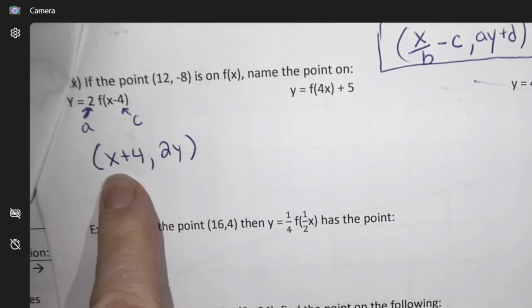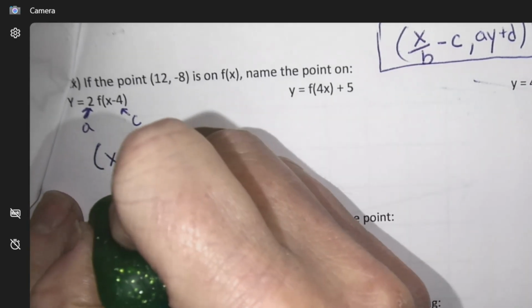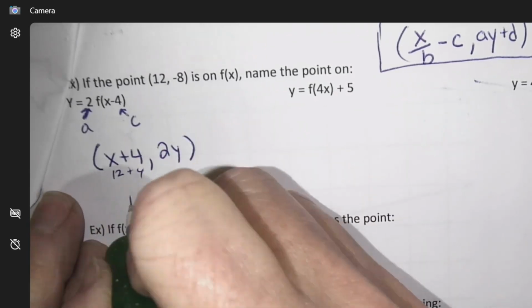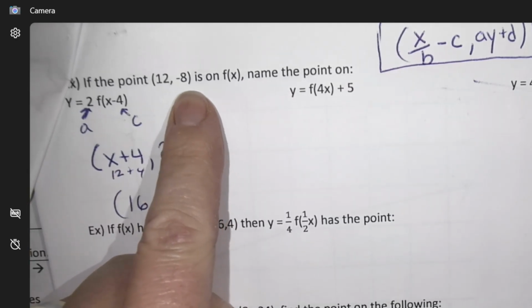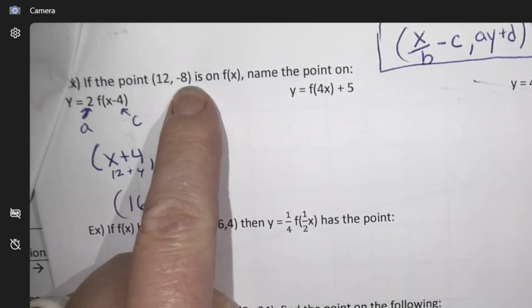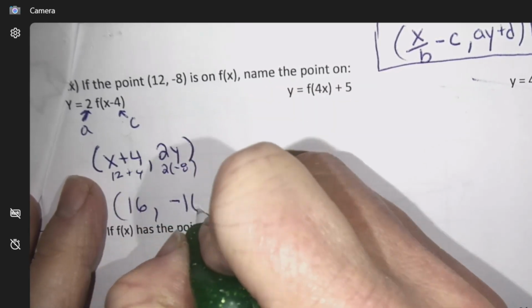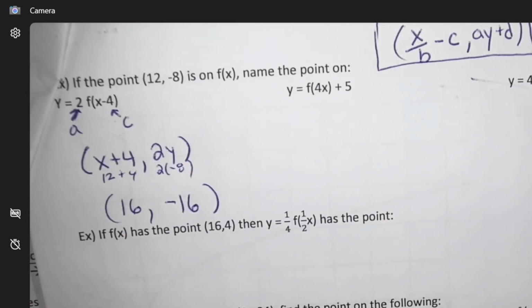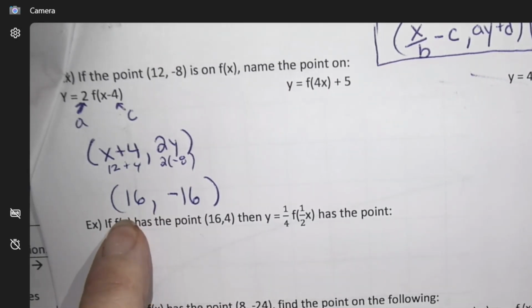Okay, so here we go. What is my X value? It was 12. So what is 12 plus 4? 16. And my Y value was negative 8. So what is 2 times negative 8? Negative 16. So I vertically stretched it and I've shifted it right 4.